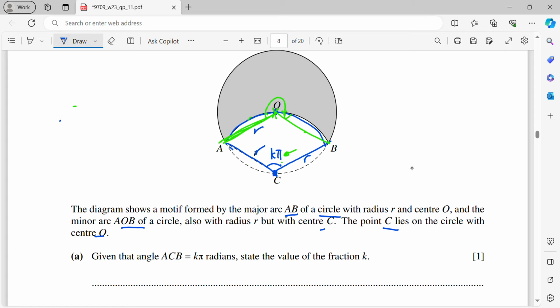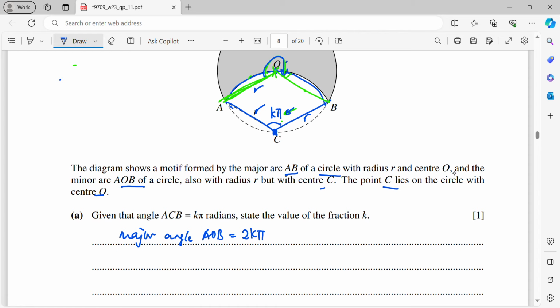Okay, so now, you want to find the K, right? I will say major angle AOB, which means it's here. This is the major angle AOB, is 2K pi, because this angle is double, twice K pi. Okay, and then now you need to find the K. What is the K value?